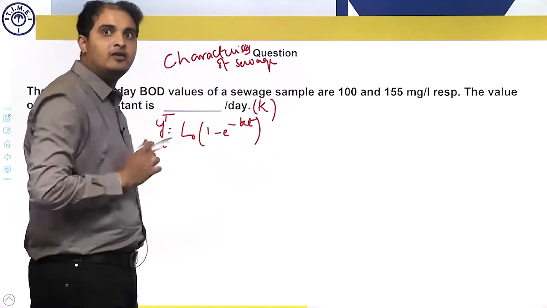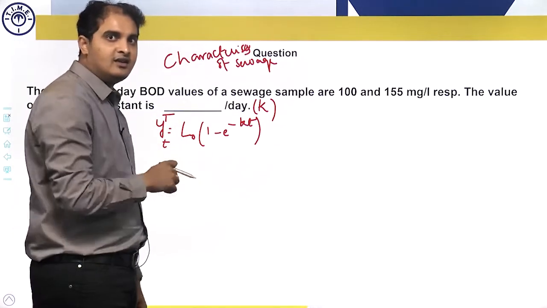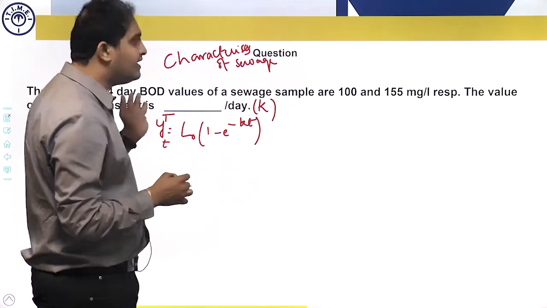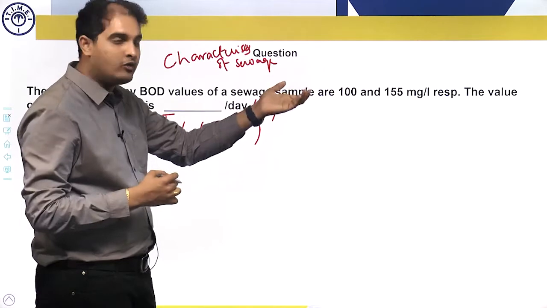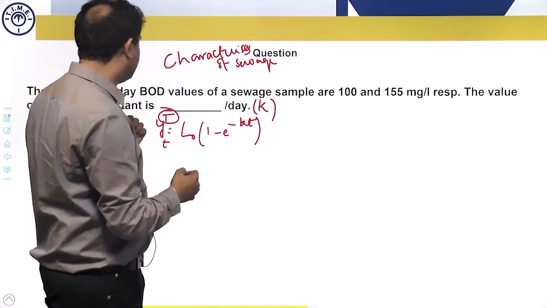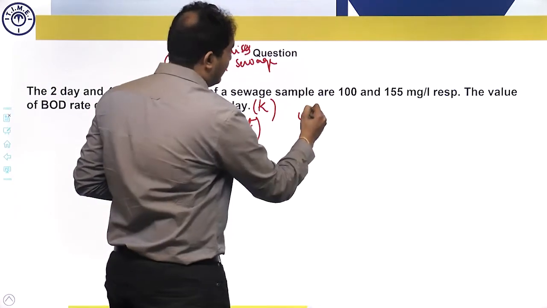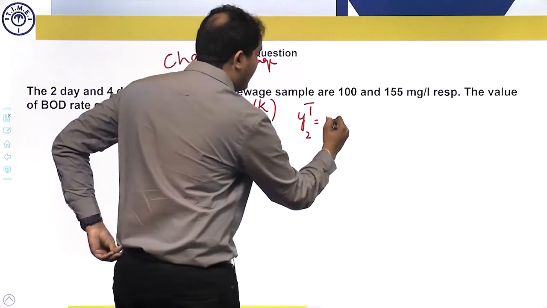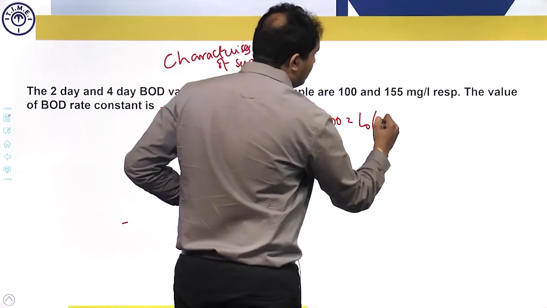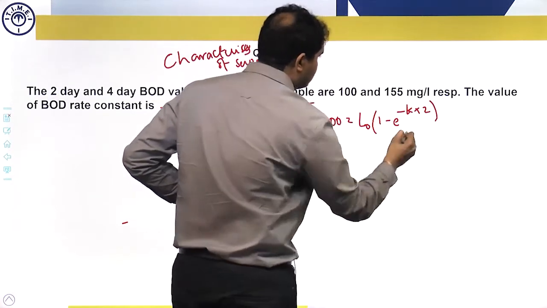That's a constant value which is not going to change. K is your BOD rate constant, and t is the time, that means the incubation time we are taking. Here nothing is mentioned about the temperature, so we need to take the temperature to be constant in both cases. So our first equation is: 2-day BOD is 100 mg per liter. Therefore Y2 at a given temperature, that is 100 mg per liter, is equal to L0 into 1 minus e power minus K into time, which is 2 days.